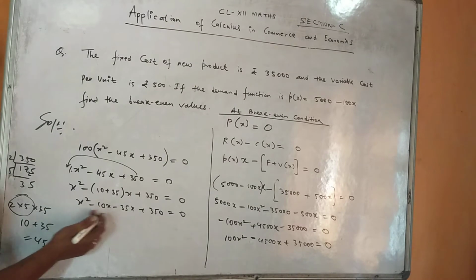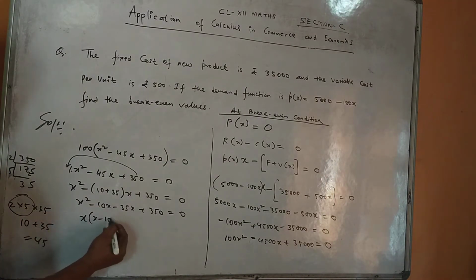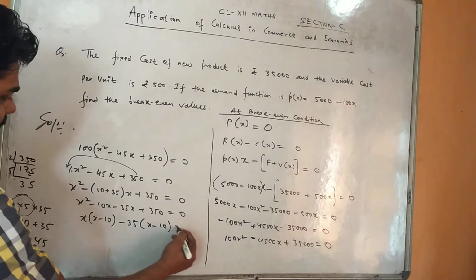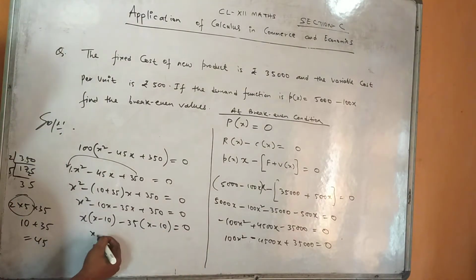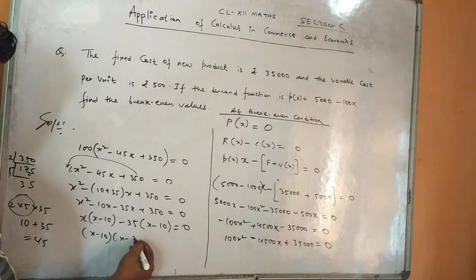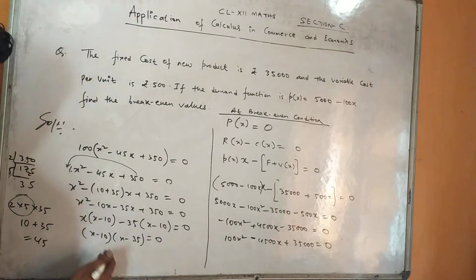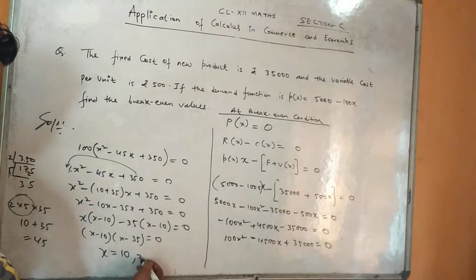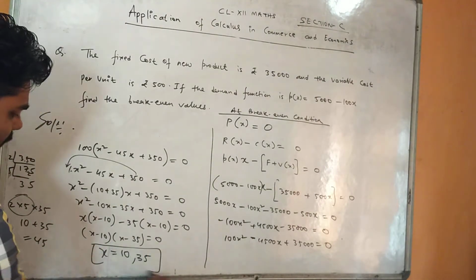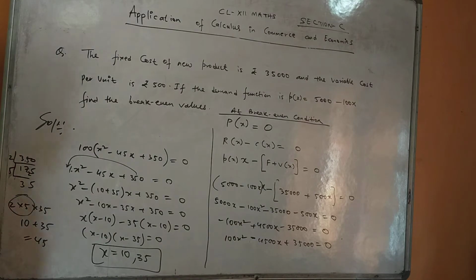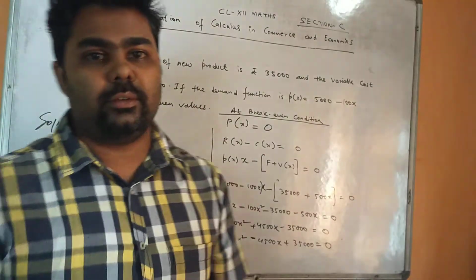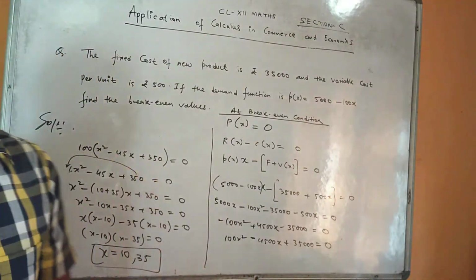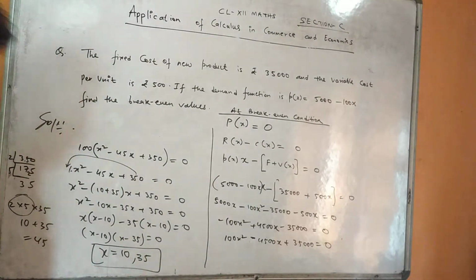What we can take common from these two terms is x minus 10. From here we can take 35 common, that is x minus 10 equals 0, or x minus 35 equals 0. When this is equal to 0 we will get the value of x as 10. When this is equal to 0, we'll get 35. So what are the values of x? That is 10 and 35. So if you sell 10 units or 35 units, there will be no gain or no profit. So this is the break even point.